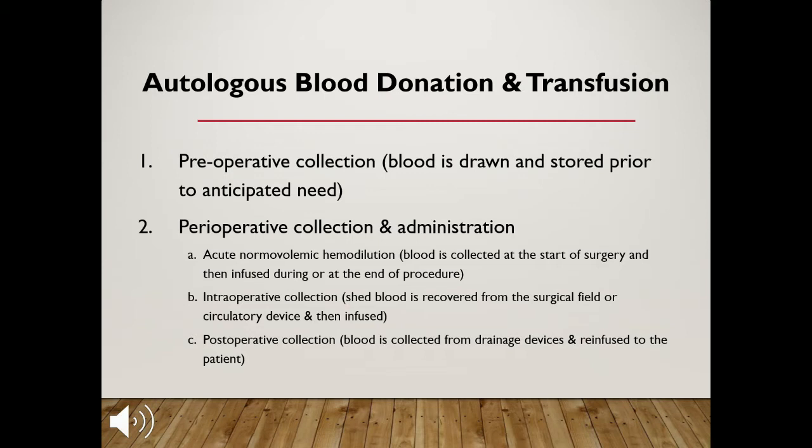There's pre-operative collection wherein blood is drawn and stored prior to anticipated need. The perioperative collection and administration, the patient should be acute normovolemic hemodilution. The blood is collected at the start of surgery and then infused during or at the end of procedure. Pwede ring intraoperative collection wherein shed blood is recovered from the surgical field or circulatory device and then infused back to the patient. Pwede ring post-operative collection wherein blood is collected from drainage devices and reinfused to the patient. So these are the ways wherein they could do autologous blood donation.